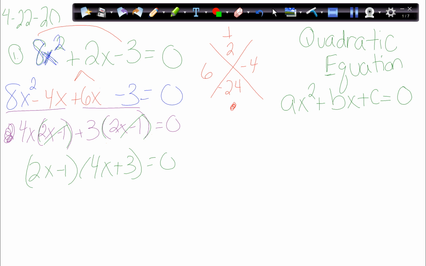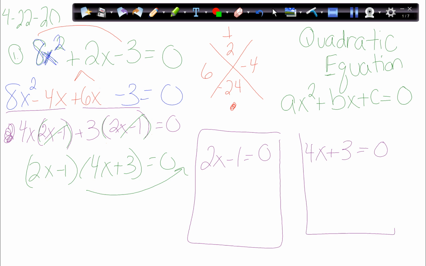So now we take each one of our factors. I'm just going to write it over here so I have a little bit more room. We take each of our factors, 2x minus 1 and 4x plus 3, and I set them equal to 0. I'm going to walk through the steps for the rest of this just to make sure everyone's okay. Now we're looking at these as 2 completely separate equations, and you're solving each one of them.